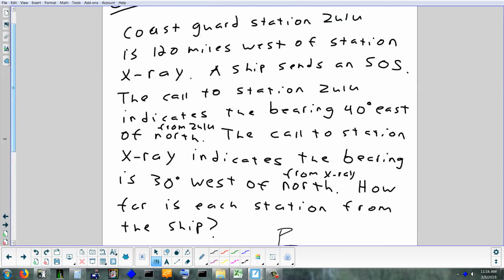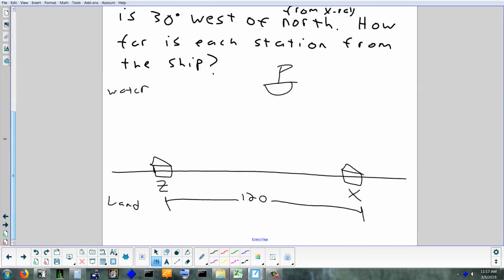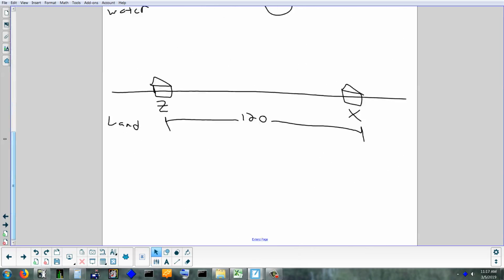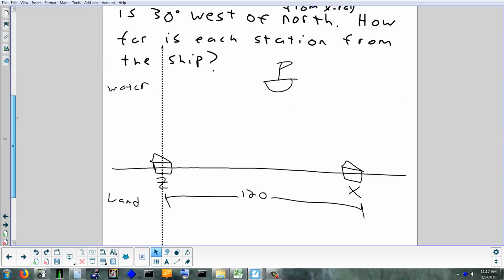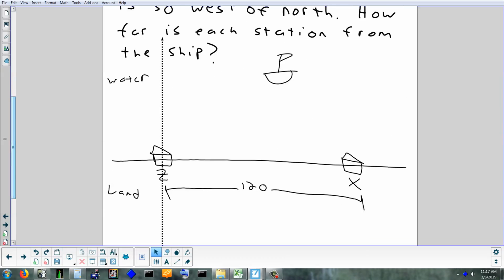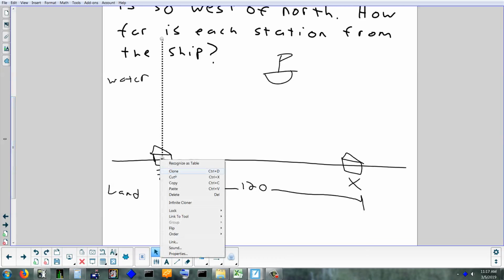both of the directions are from north. Okay, one of them is 40 degrees east of north, the other one is 30 degrees west of north. So from each Coast Guard station, let's put a line that represents north. Okay, I'm going to make that a dotted line. It doesn't have to be dotted. Okay, so north is going to be up and down, and I'm just going to put another one over here.